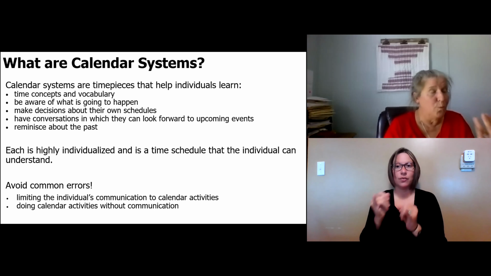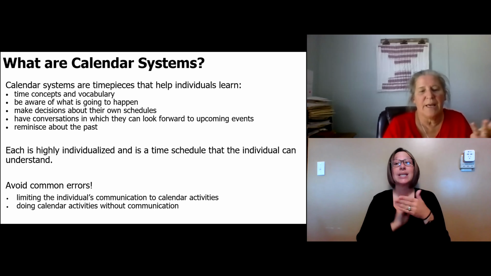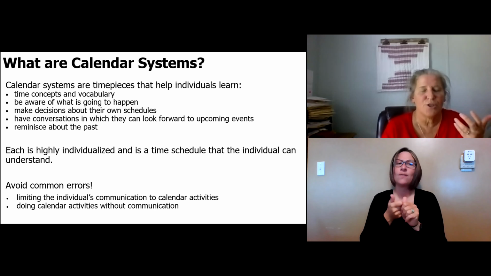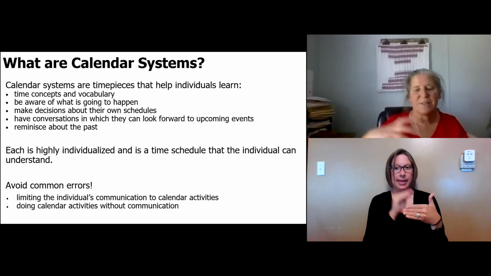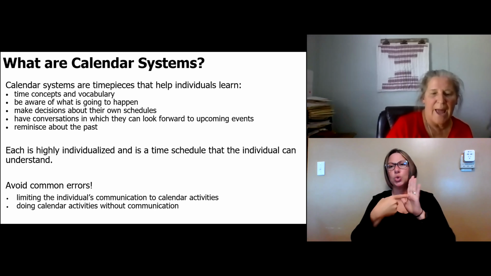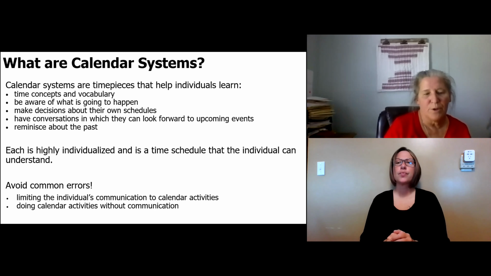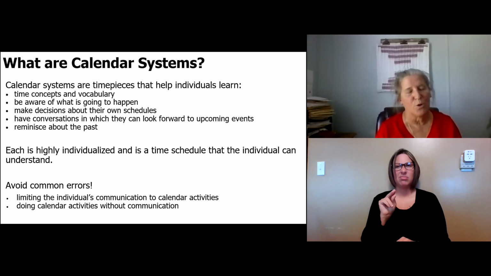Now, what we do want to do is avoid, when we're using calendar systems, limiting the communication to only calendar activities. We want to look at what else is going on through the day and represent that. And we want to avoid doing calendar activities without communication. We always want to add communication when we're doing these activities.